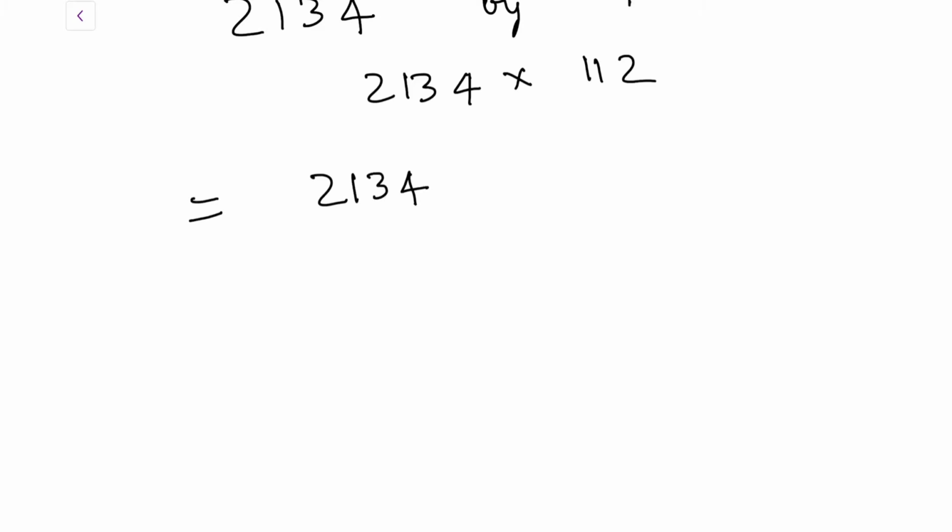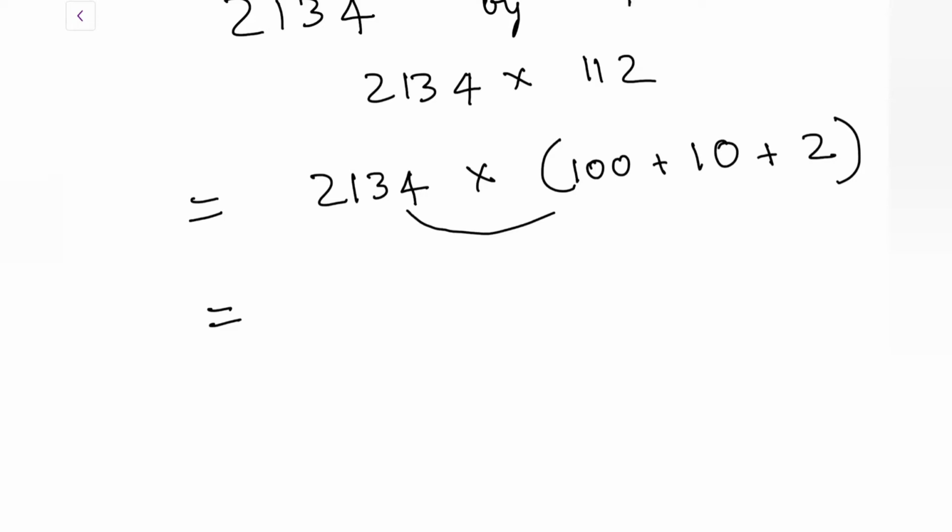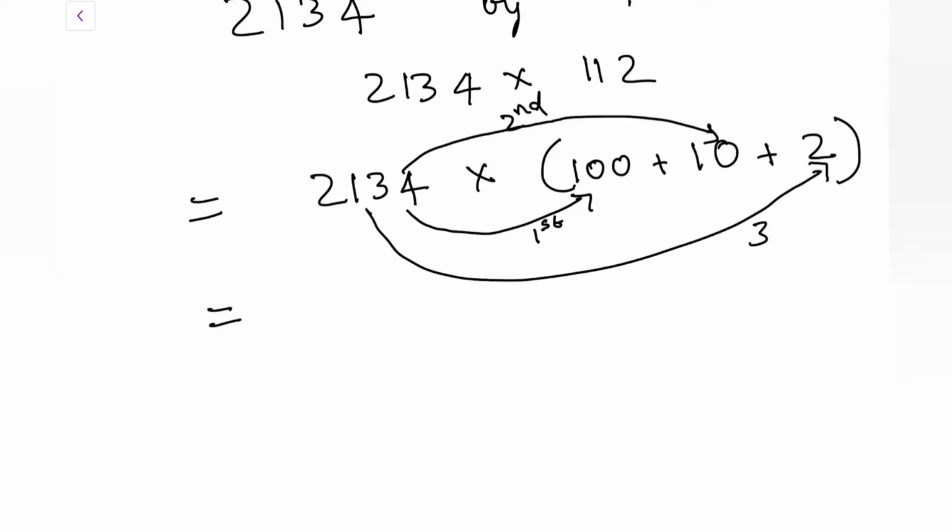2134 remains as it is, and 112 can be written as 100, that is the nearest 100, plus the nearest tens to 10, plus 2. You see, 112 can be written as 100 plus 10 plus 2. Now all you have to do is to distribute 2134 to 100. That is your first step, and then you distribute 2134 to 10. That's your second step, and then you distribute 2134 to 2, which is your third step.